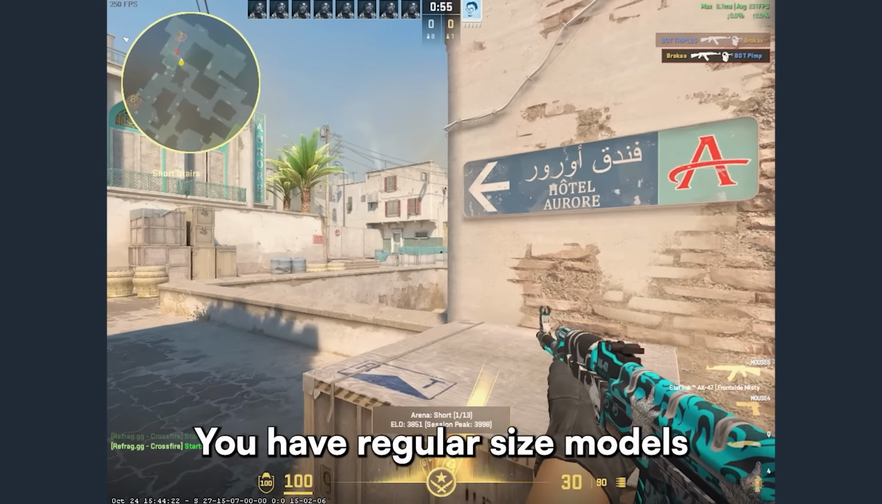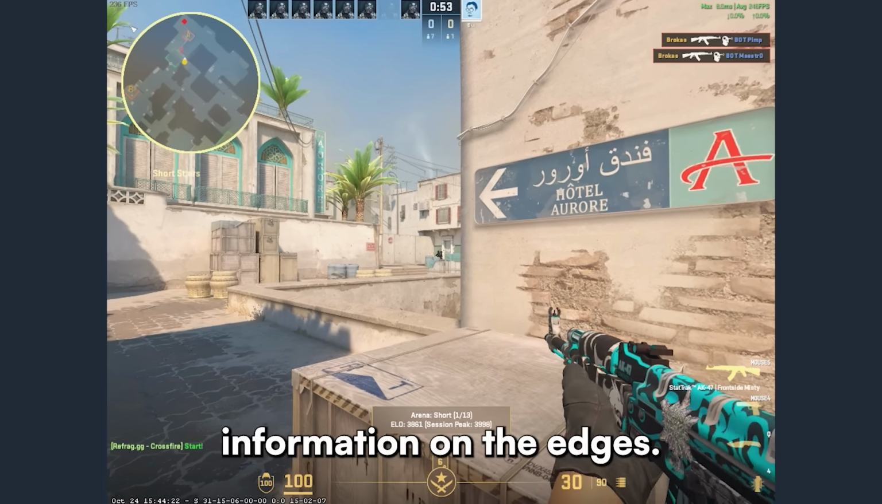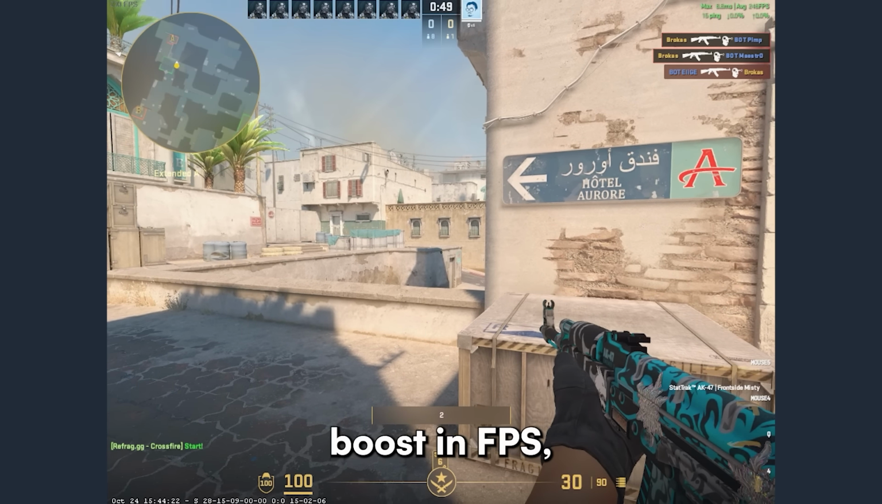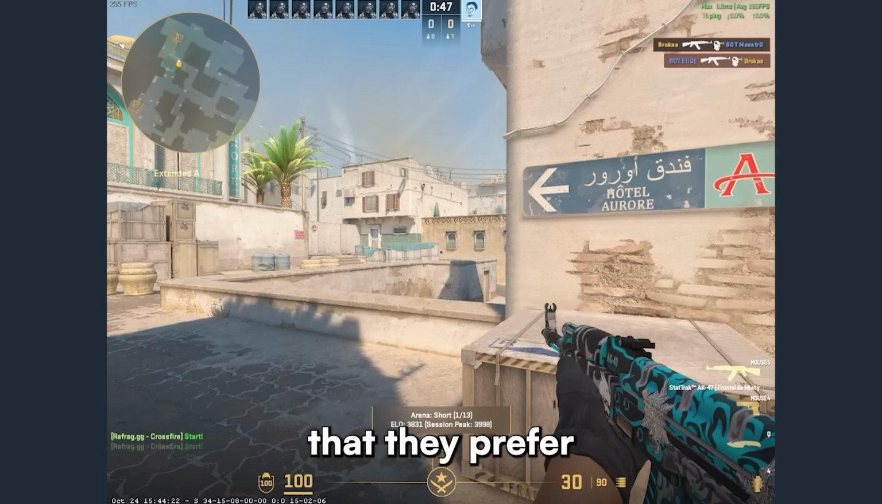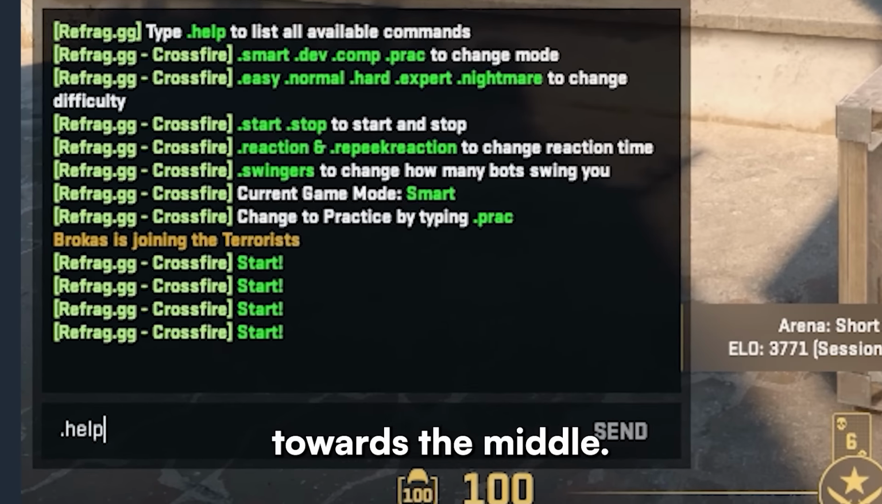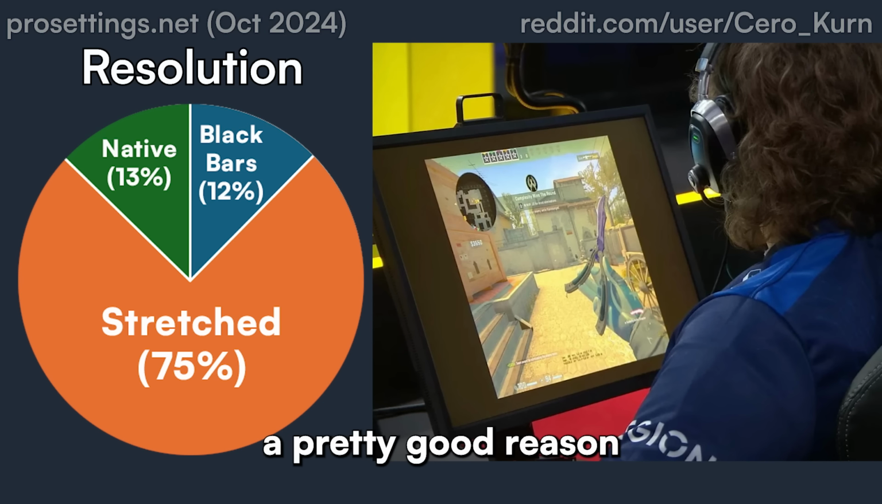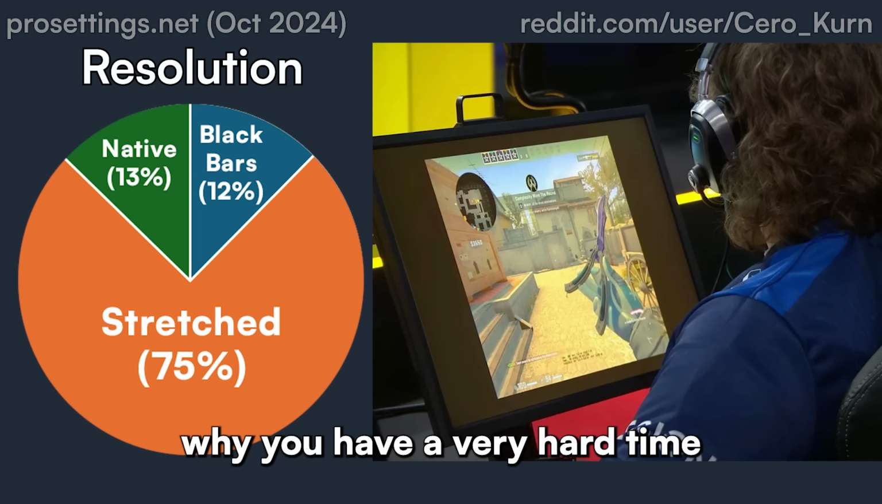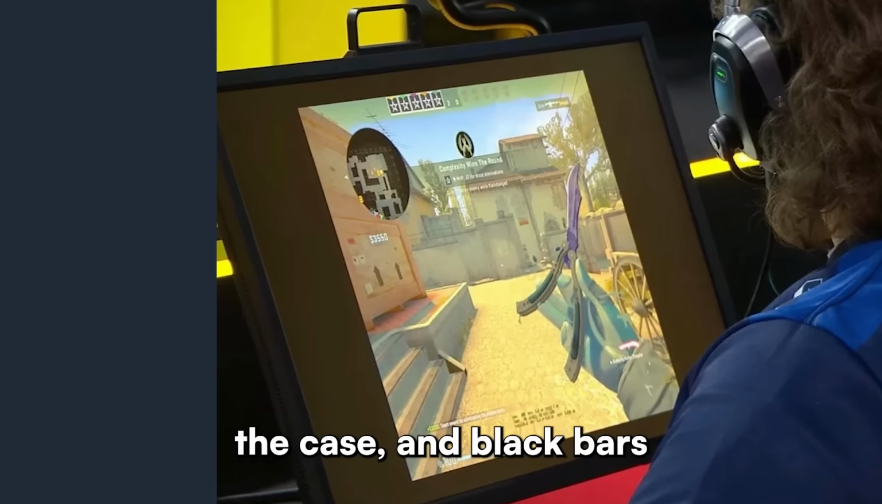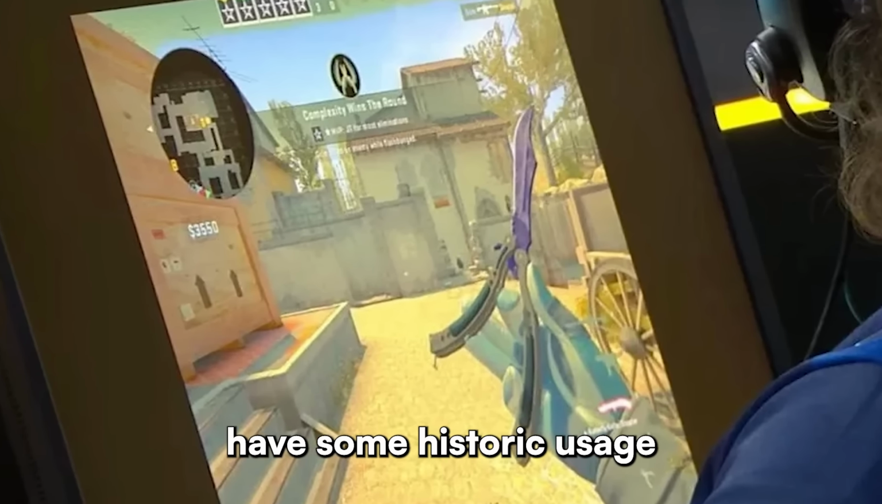You have regular sized models and still missing information on the edges. You may get a slight boost in FPS, and some people claim that they prefer to have less distractions when you have everything compressed towards the middle. Although, there is a pretty good reason why you have a very hard time finding any pros using black bars. But that was not always the case, and black bars have some historic usage.